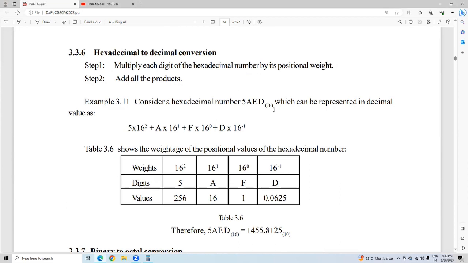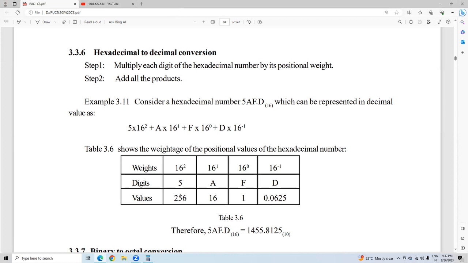5AF point D base 16, that means what? Hexadecimal number: 5 into 16 raised to 2, plus A into 16 raised to 1, plus F into 16 raised to 0, plus D into 16 raised to minus 1, because it is a decimal value. So here the powers are given: 16 raised to 0, 16 raised to 1, 16 raised to 2, same as the previous methods we have done.